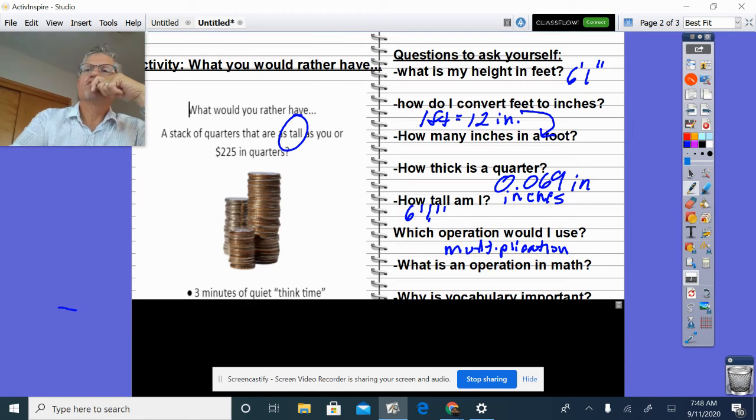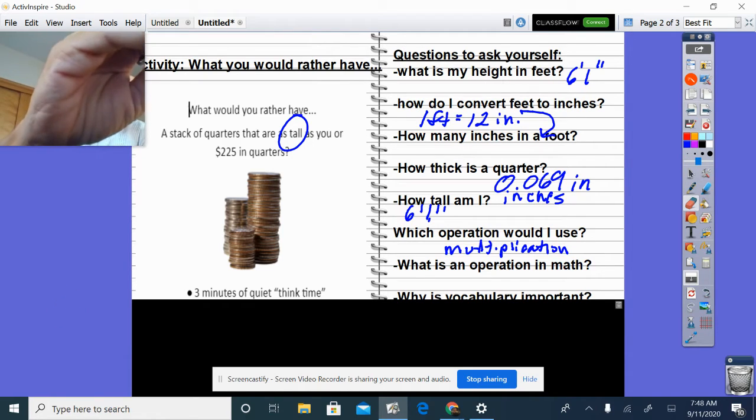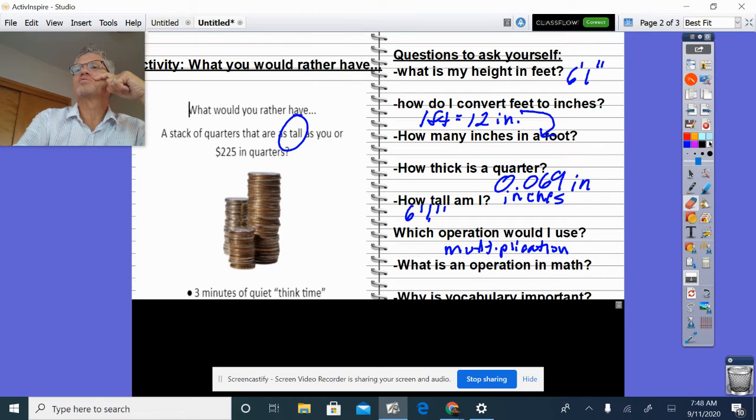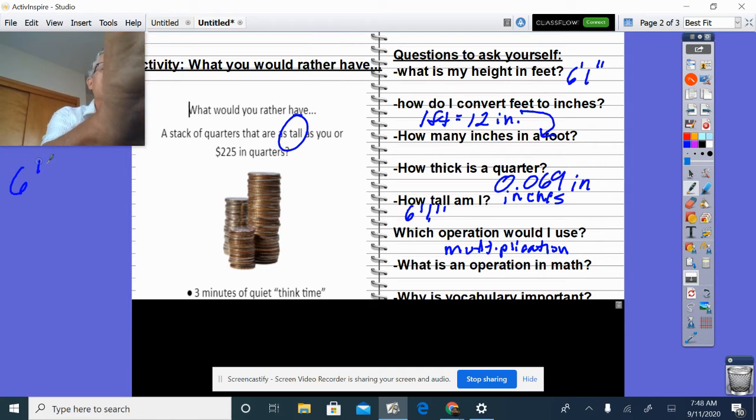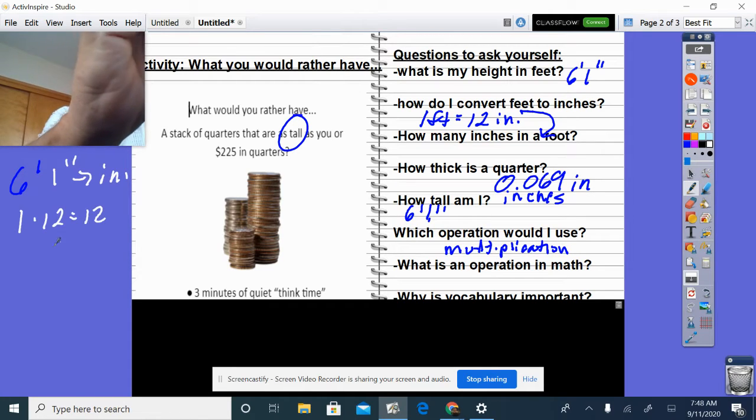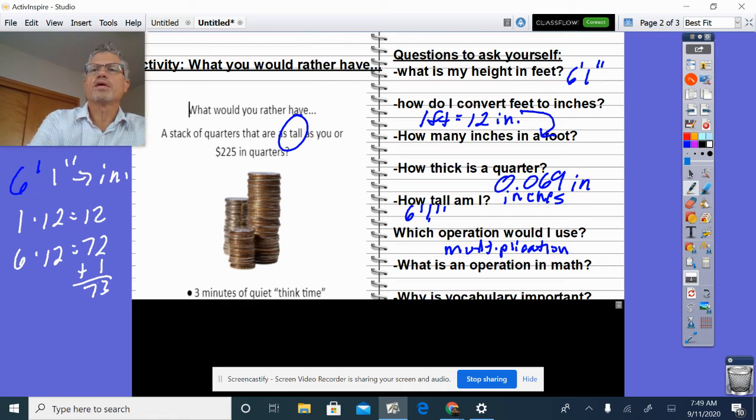And I'm going to do my work over here on the side. So I'm going to switch to white ink. I need to convert 6 feet 1 inch to inches. Well, I know in 1 foot there are 12 inches. So 6 feet times 12 would be 72 inches, plus 1 inch would be 73 inches altogether.